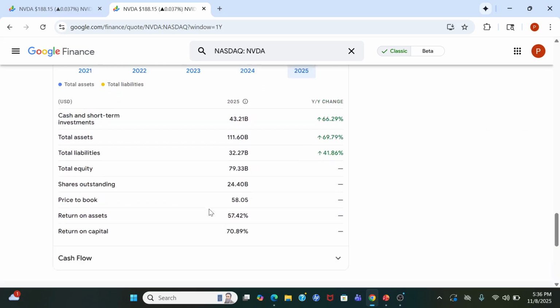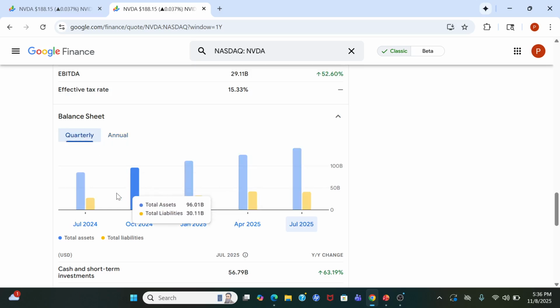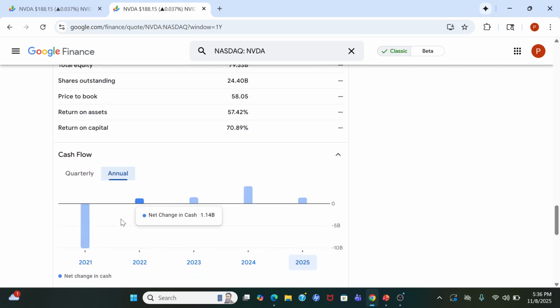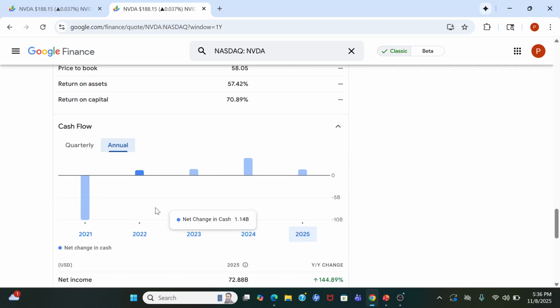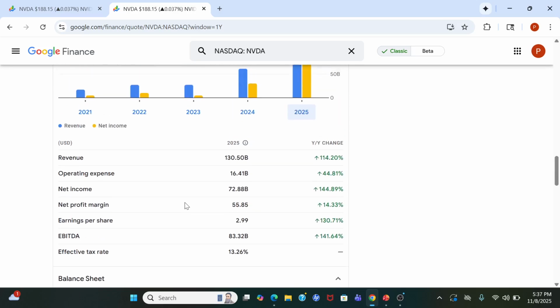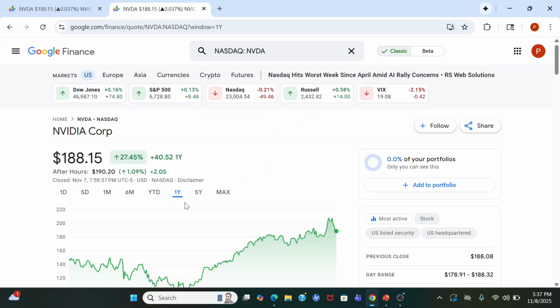You can also view it quarterly. Every 3 months they have still been consistently growing their assets. And then you see the cash flow. They are also having a net positive cash flow. So that's how quickly you can analyze any stock that you want to invest in. That's how you do your fundamental analysis.